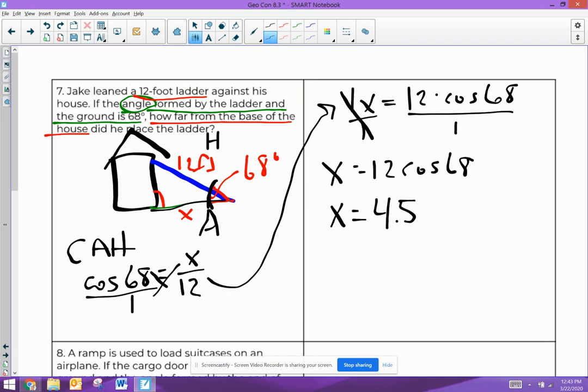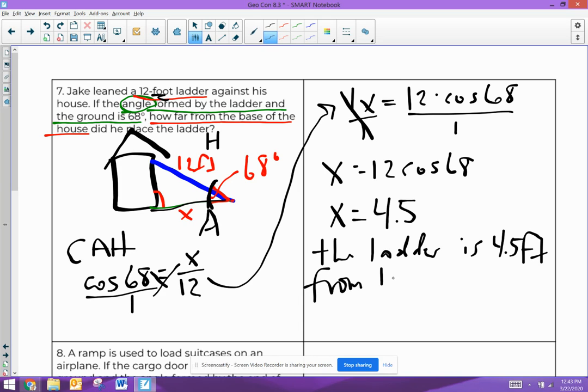But because it's a word problem, we want to answer in terms of the context. So how far from the base of the house did he place the ladder? The ladder is 4.5, we're talking about feet, 4.5 feet from the house, from the base of the house. So that would be your answer.